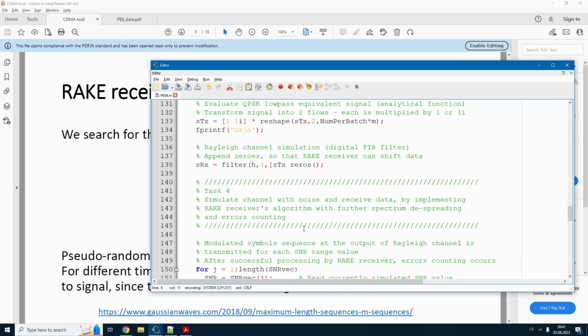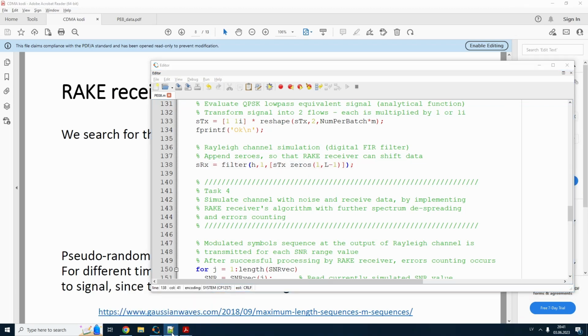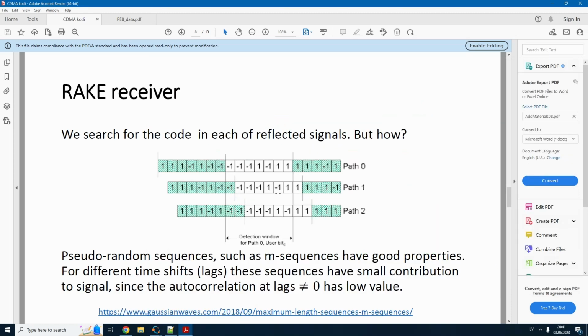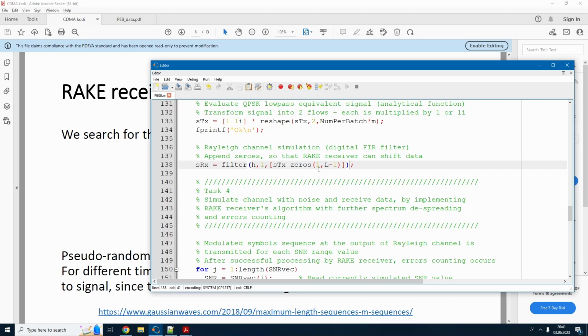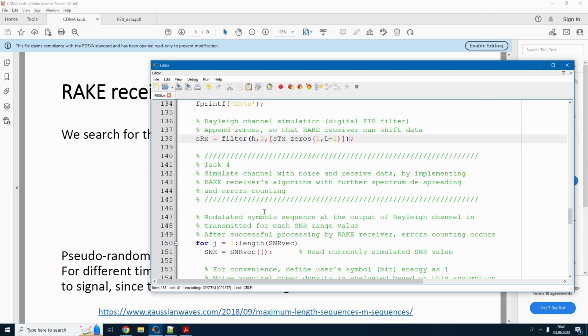Sorry, I skipped a little bit. So that would be 1 by L minus 1 zeros. So we append these zeros so that RAKE receiver can have the space where to shift the data once it processes it. Let me remind you that this RAKE receiver was actually making shifted copies of the signal, so we provide some space already there. Okay, so now we have added filter channel effect.